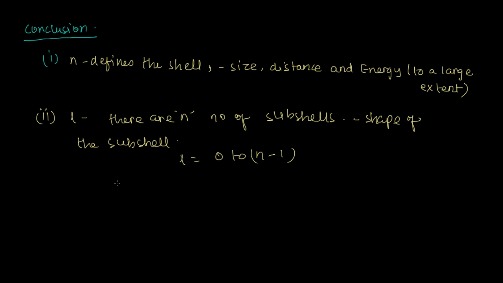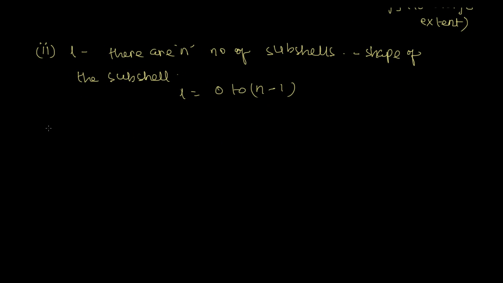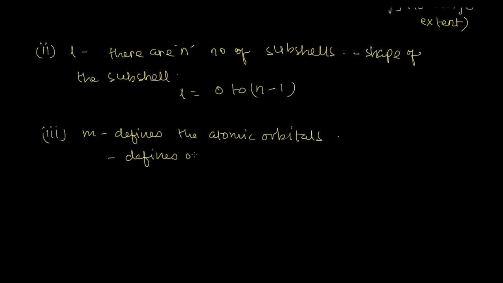And each of them, so m defines the atomic orbitals. And how many of them are there? It first of all defines orientation, and has 2l plus 1 orbitals, right? For a given l, there will be 2l plus 1 orbitals.